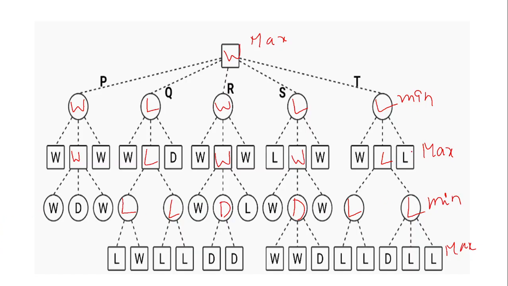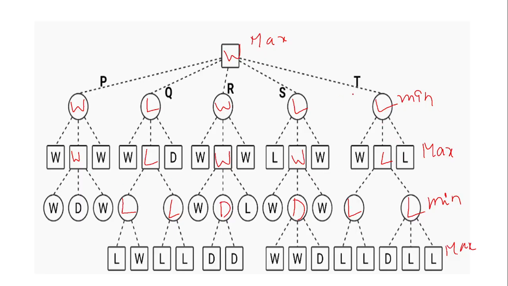Next, go back to the next level. Here is the maximizer. The maximizer always tries to maximize. So what are the values we have? Win, draw, win. Among these three, win is the maximum. Next here, L. Both are L, so we do not have any option. L. Next, win, draw, lose. So win is the maximum. So win, draw, win. Win is the maximum. L. Next, we have completed all of this.